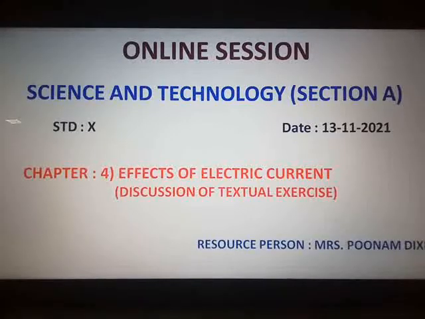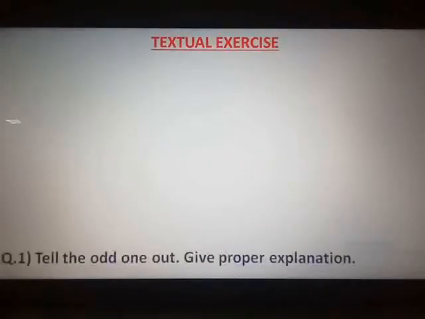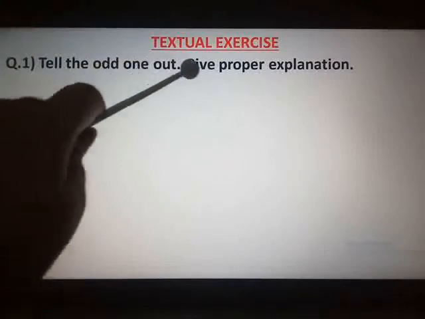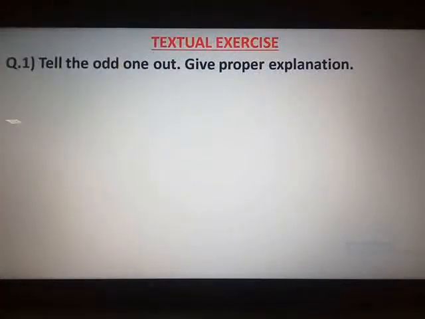So let us begin with question number 1, page number 60. Tell the odd one out and give the proper explanation. Whatever you select as the odd one out, you have to give its explanation. Questions 1, 2, 3 were over before the vacation, so I will quickly have a glance at these questions. I will not waste much time in explaining them once again.